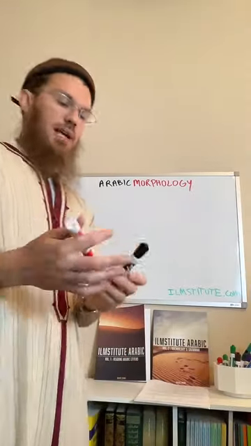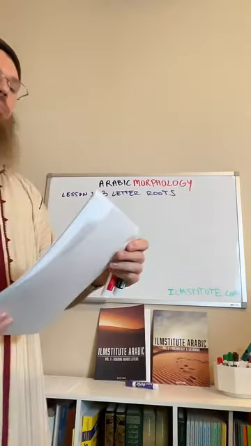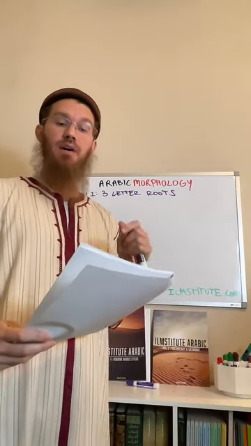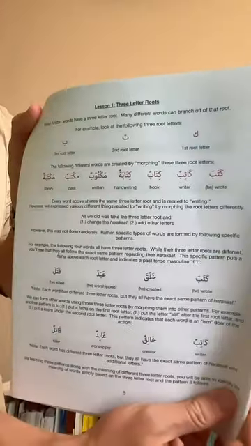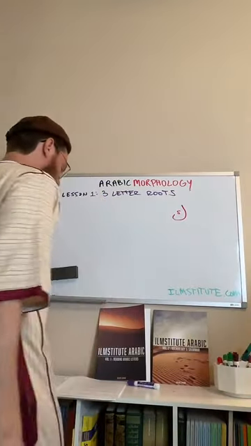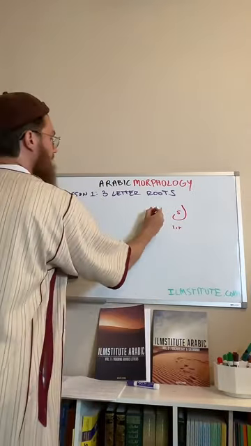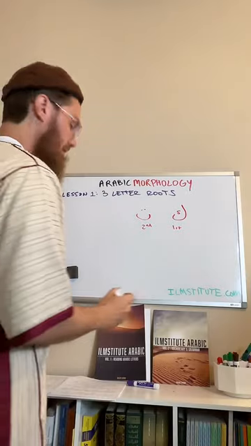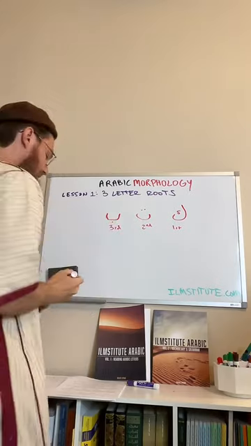So in the first lesson, we talk about three-letter roots. Most Arabic words have a three-letter root, and many different words can branch off of that root. So for example, look at the following three root letters. Here we have the letter kaf. This is the first root letter. We have the letter ta. This is the second root letter. We have the letter ba. And this is the third root letter.